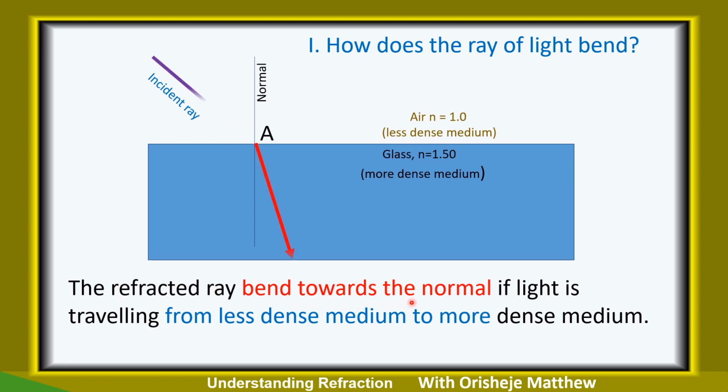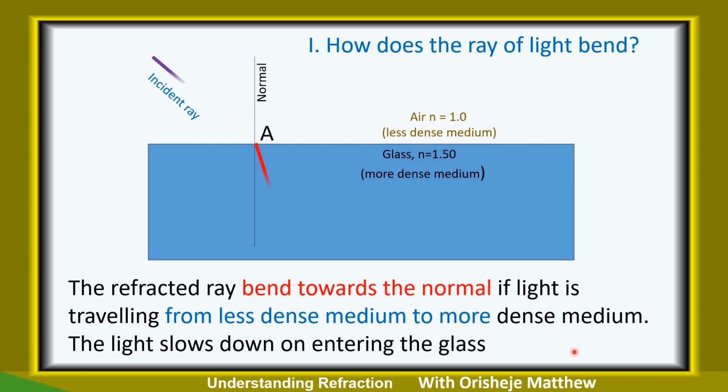The refracted ray bends towards the normal if the light is traveling from a less dense medium to a more dense medium, like in this example, air to glass. So the ray is bending towards the normal. The reason is because the speed reduces. The light slows down on entering the glass. The ray that travels through the glass and is bent is called the refracted ray, while the ray incident on the glass, traveling through the air, is called the incident ray. The speed of light in air is about 300 million meters per second, but the speed of light in glass reduces to 200 million meters per second.